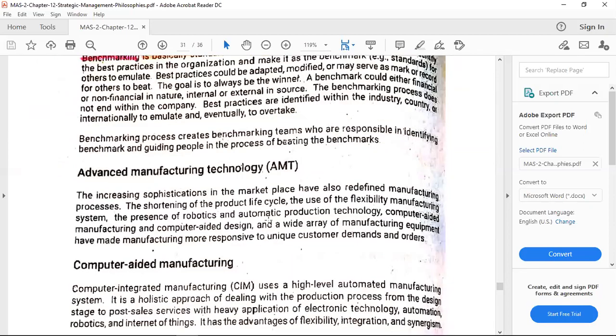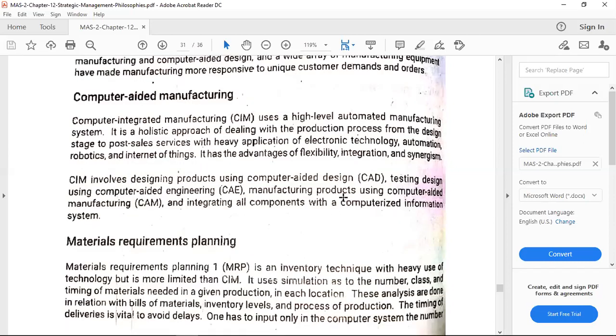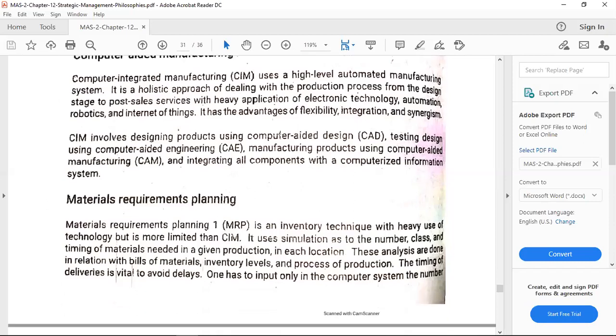Advanced manufacturing technology. So there are already robots employed, robotics, there's automation, there's technology, CAM, computer-aided manufacturing, and CAD, computer-aided design is there. So it's like faster and quicker to produce the products. Computer-aided manufacturing is using automated manufacturing systems. So there's robots, technology, etc. CIM is computer integrated manufacturing, so a high level automated manufacturing system. So these things are related to each other.